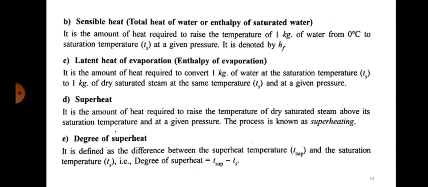Same way, I also explained what is hfg, latent heat of evaporation. It is the amount of heat required to convert 1 kg of water at saturation temperature to 1 kg of dry steam at the same temperature at the given pressure. That is called enthalpy of evaporation or latent heat of evaporation. That is denoted by hfg in the graph. Sensible heat is hf, latent heat of evaporation is hfg.